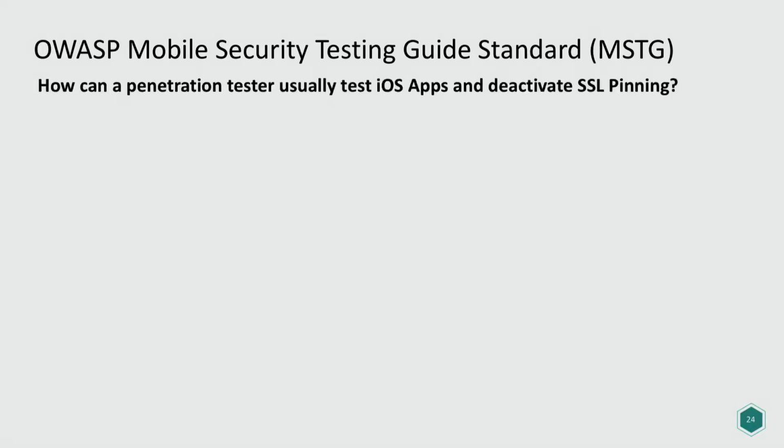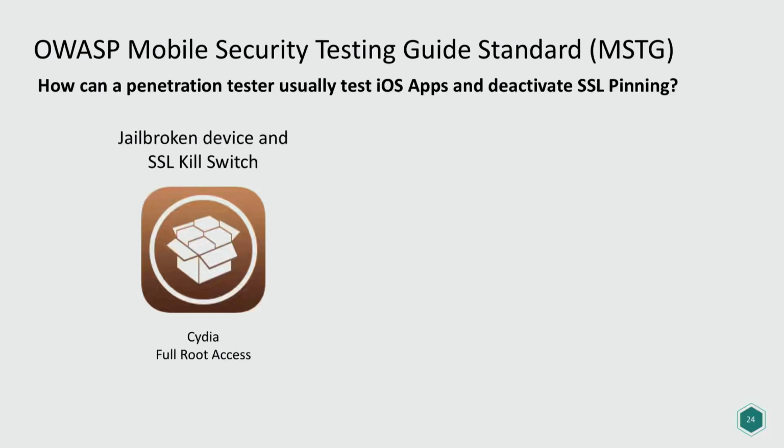So how can a penetration tester usually test, especially now on iOS apps, how can he deactivate SSL pinning? Usually we were using jailbroken devices and SSL Kill Switch, so then it was quite easy to get rid of SSL pinning. The problem nowadays is that jailbreaks are becoming a bit more complicated. It's also sometimes hard to maintain jailbroken devices. Therefore, it's good to have an alternative approach.